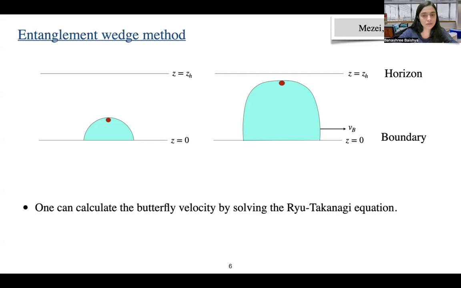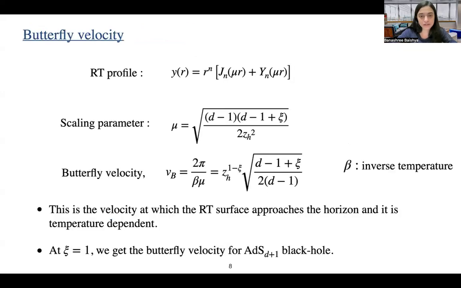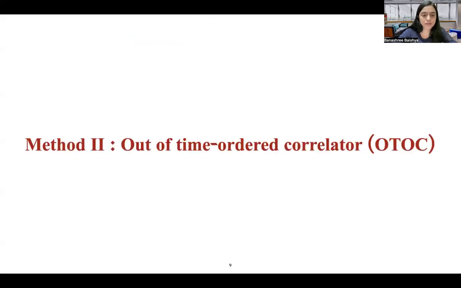And we can calculate it from the Ryu-Takayanagi equation. We got the RT equation by varying the determinant of the induced metric with the radial coordinate. Solving this RT equation, we get this butterfly velocity, and this is dependent on the anisotropic index. By putting z to be 1, we get the standard AdS D plus 1 black hole results.